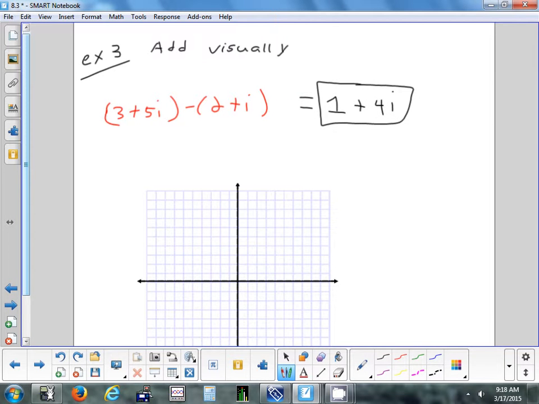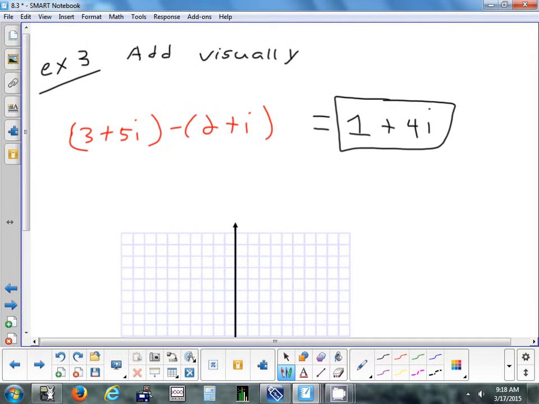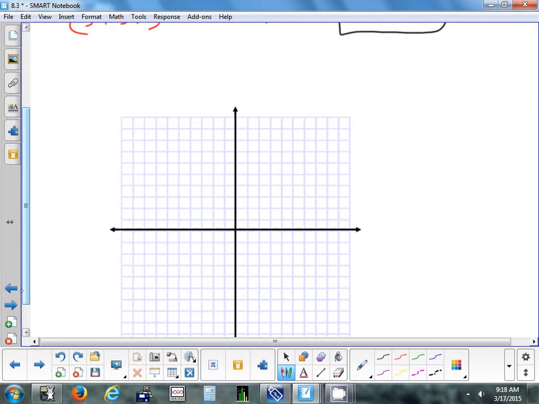Let's try it visually and see what happens. So we're going to go right, let's make it a little bigger. Right 3, up 5. Right 3, up 5.